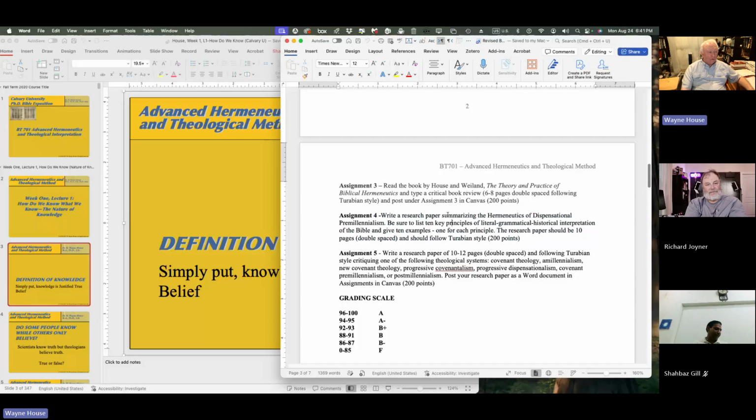So, write a research paper summarizing the hermeneutics of dispensational premillennialism. Now, premillennialism says what? That we believe there is going to be a millennium, 1,000 years of time after the time of the rapture, in which we will actually be with Christ. And he will come before the millennium, not afterwards. Now, that's not the same thing as pre-tribulationism.